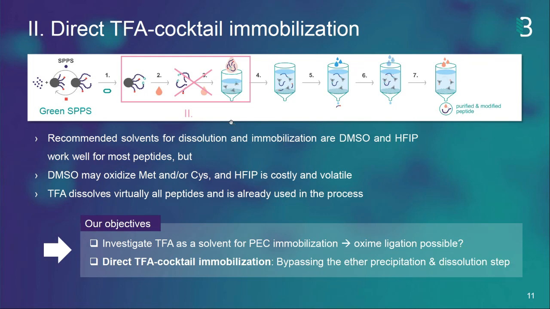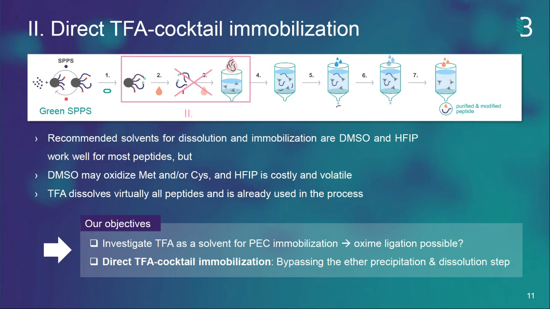Generally, as my colleague Nadia explained, we use DMSO or HFIP for solubilizing the linker-coupled peptide to immobilize on the filter material after SPPS synthesis. DMSO works quite well, and HFIP also works well. The problem is DMSO may oxidize methionine and cysteine, and HFIP is costly and volatile. So we thought, we are using TFA anyway in the final PEC process to release the peptide from the filter material. Why can't we use TFA as the immobilization solvent?